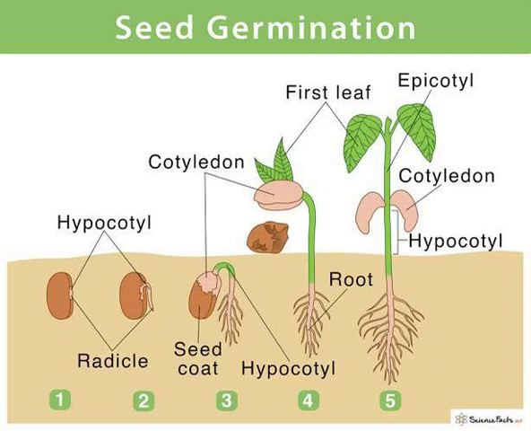The seed water uptake follows a triphasic pattern. The first phase is an initial rapid uptake followed by a plateau phase. Second, a further increase in water uptake during the third phase. Third, the embryo axis elongates and breaks through the seed coverings, completing germination.